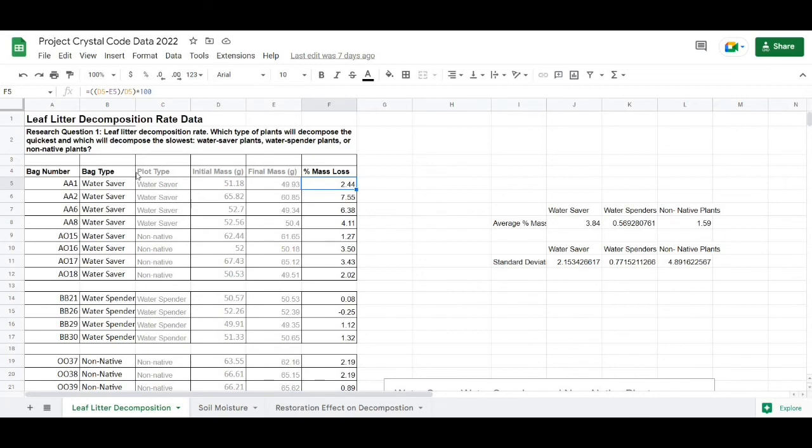our bag types. And these would be water saver, water spender, and non-native. As you can see, each bag type has very different percent mass loss. So how can we use one number to represent all of these numbers? Get together with your team and brainstorm.